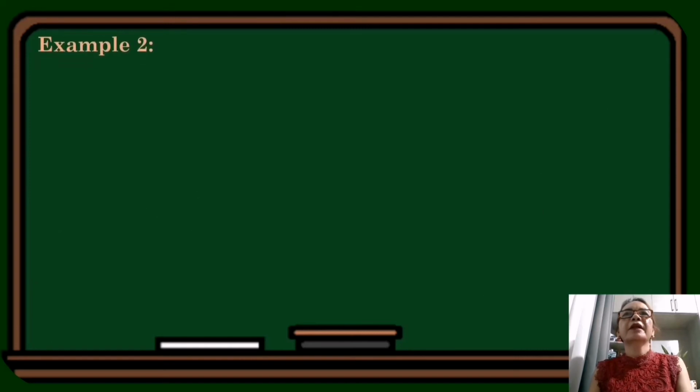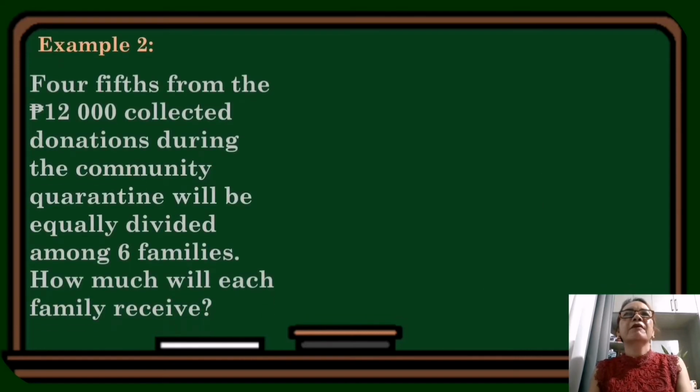Let's have another example. 4/5 from the 12,000 pesos collected donations during the community quarantine will be equally divided among 6 families. How much will each family receive?